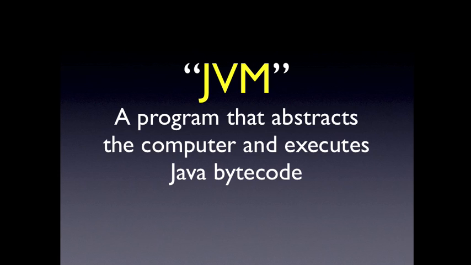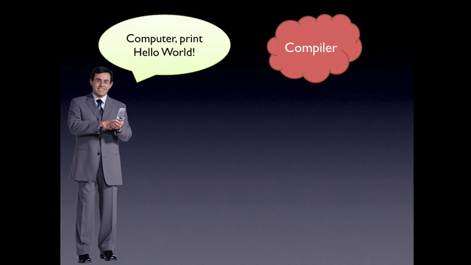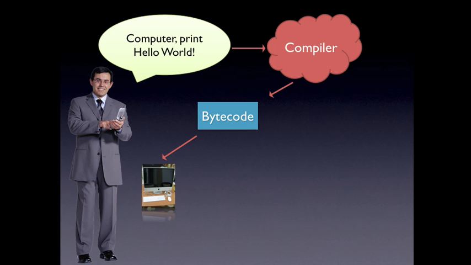So the Java virtual machine is our Java runtime environment. It abstracts the computer and executes bytecode. So let's talk about how this works. Okay, computer, print hello world. We write that in Java. We pass that source code to a compiler. Once the .class files are created, we've got bytecode. The bytecode files are then, when we're ready to run the program, passed to the Java virtual machine, which you can think of as a tiny little computer that's written in software that's guaranteed to be the same on every computer. It abstracts or hides the complexities of the actual hardware.